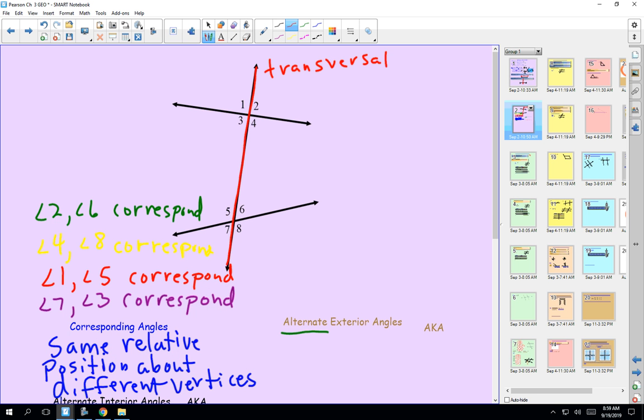Alternate exterior or interior means they're on opposite sides of that transversal, the red line. Okay, that's the alternate part. So alternate exterior angles, they have an AKA that might help you remember. If it works for you, I'll tell you what it is in a little bit. But alternate exterior angles, an example would be angles 1 and 8. Yes.